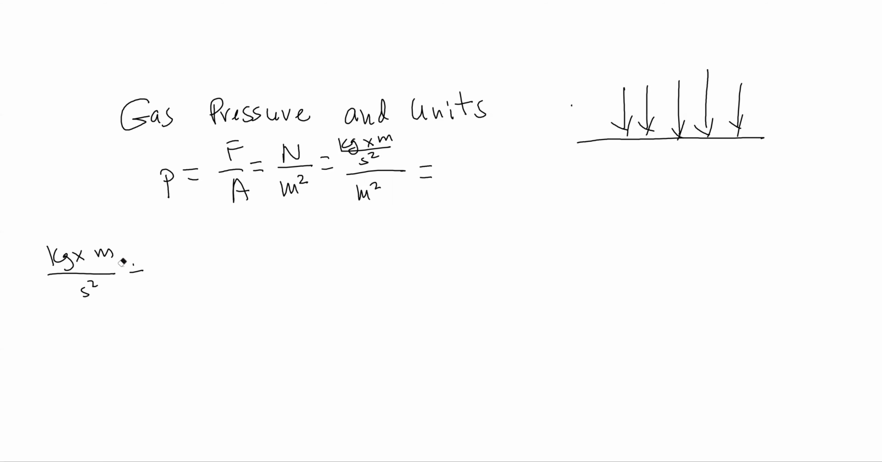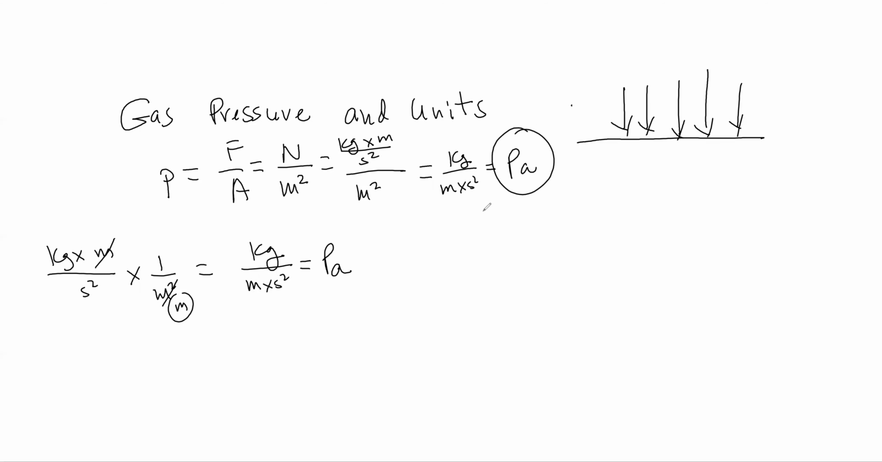Let me do it now. I do the multiplication and flip meter squared, putting 1 over meter squared. Now this and this will cancel, and you will have m left. So you get kilogram per meter times second squared. Reducing by the m, and also this by the m, results in kilogram over meter times second squared, and that is the unit of Pascal, which is the SI unit of pressure.